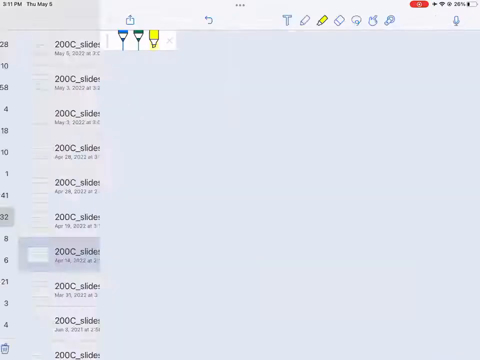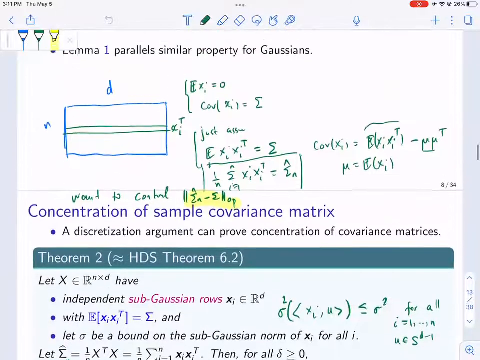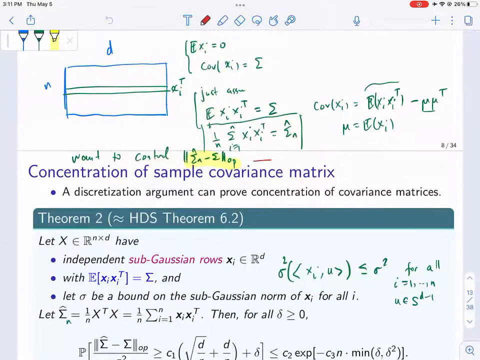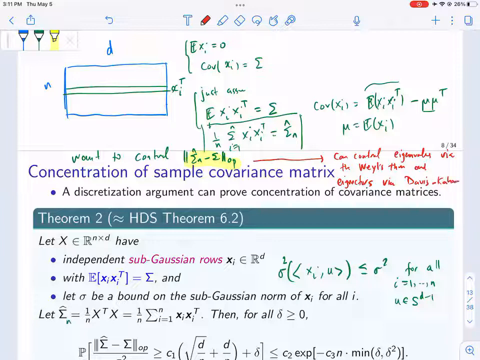So let's go back. So we can control eigenvalues via the Weyl theorem, and eigenvectors via something like Davis-Kahan, which we usually don't get to talk about, but if we talk about PCA, I'm going to talk about this. Otherwise, you guys can talk about it. It's in the chapter, at least a version is in the chapter about PCA.